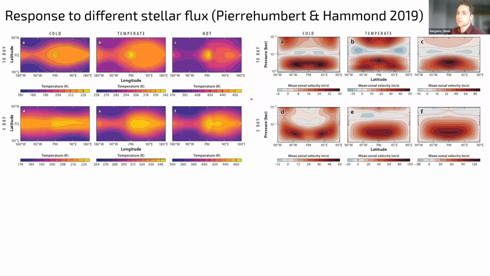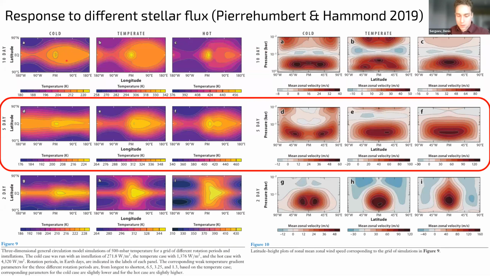And they explored different rotation rates, from 10-day to 5-day to 2-day periods for a tidally locked planet. You can see in the middle row, which shows the 5-day rotation period simulation, which is quite close to that of TRAPPIST-1e, indeed, a similar transition of the circulation is seen when they go from the cold to temperate to hot regimes.